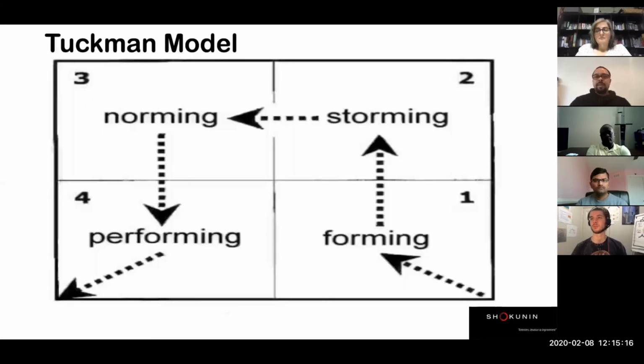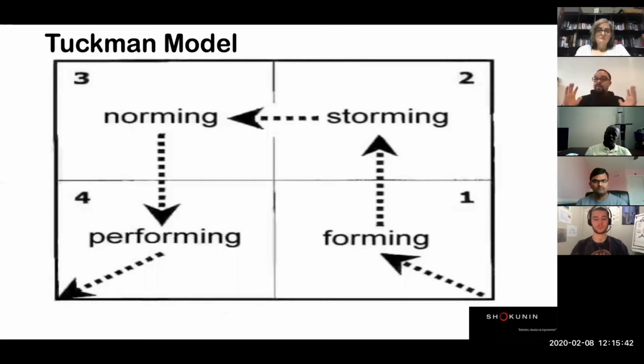So again, I got introduced to this Tuckman model some time ago, and you can see it there. It's the idea that there are certain stages that all teams, all organizations, all systems go through. You start off with forming, and then you go to storming, norming, and performing. That's what I want to talk about, those four stages.